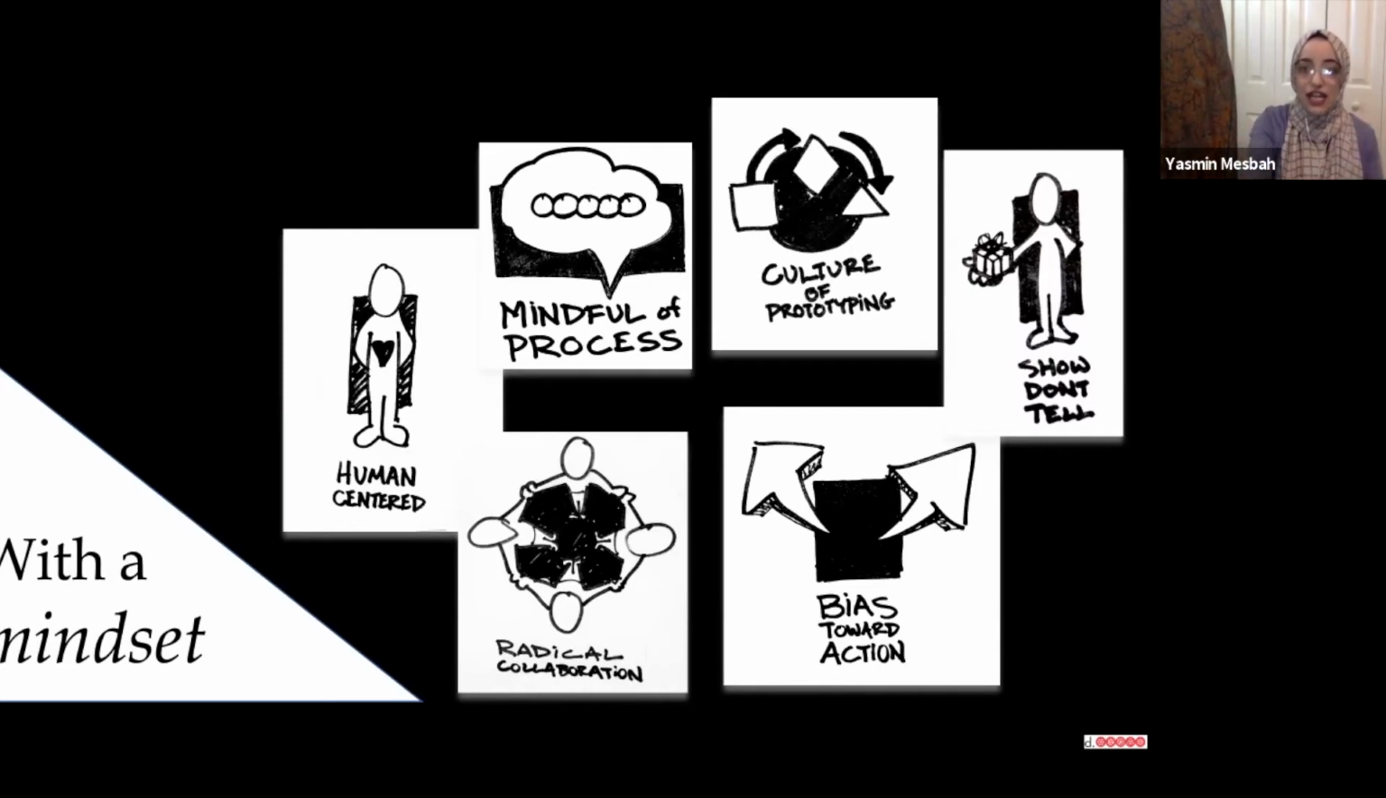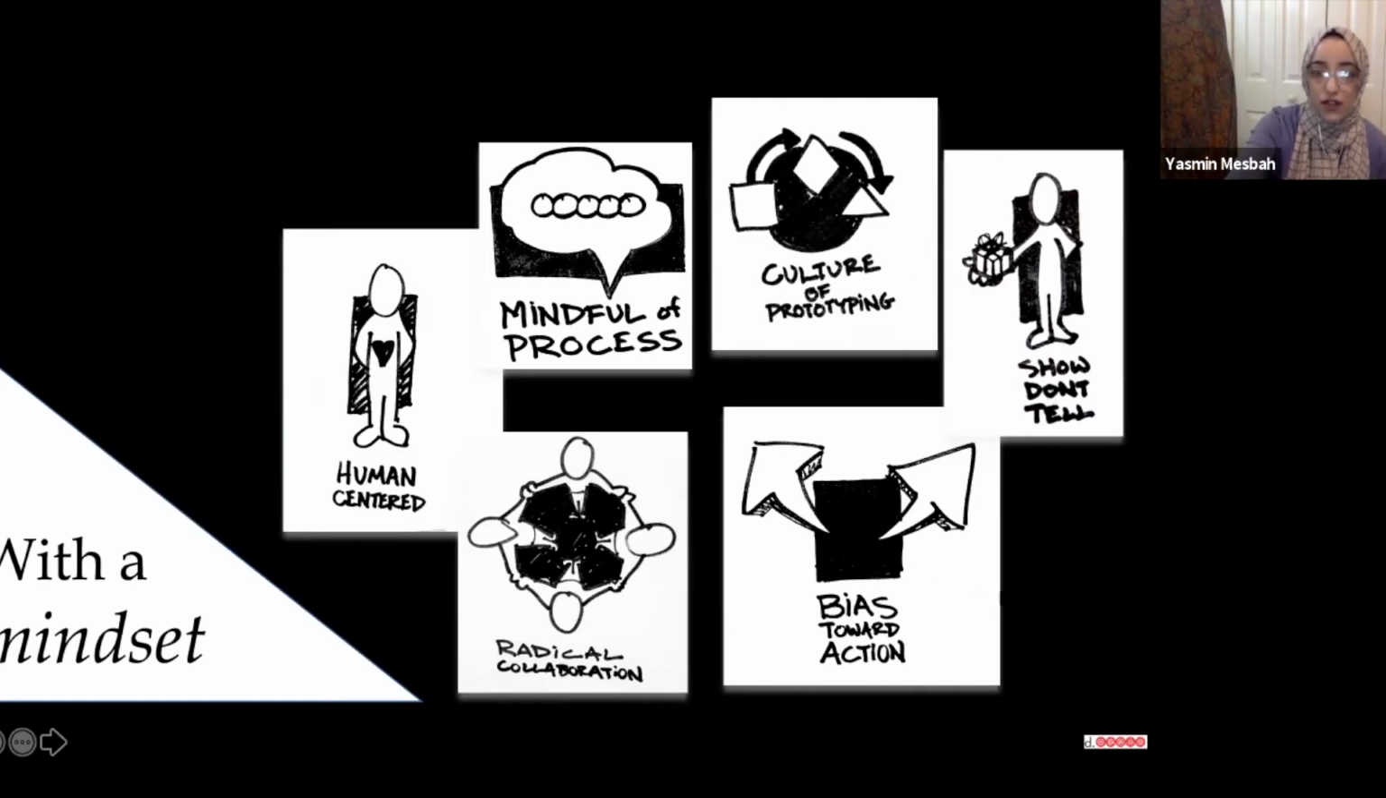That's your entire process, it will not work if you are not willing to collaborate. And that means being open-minded, that means being able to accept others' ideas. And finally, these two things here, right? The culture of prototyping, the action, and the show don't tell, right?